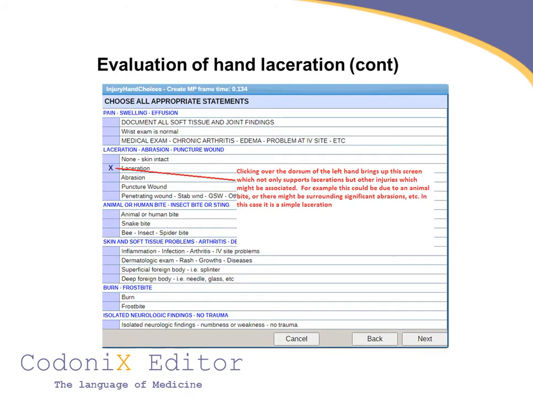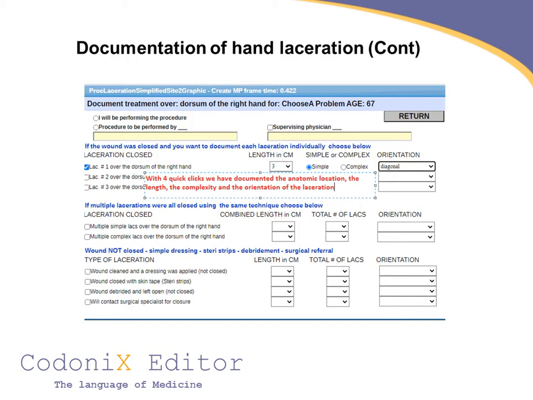Clicking on the dorsum of the left hand brings up this screen, which not only supports lacerations, but other injuries which might be associated. For example, this could be due to an animal bite, or there might be surrounding significant abrasions, etc. In this case, it's a simple laceration. With 4 quick clicks, we've documented the anatomic location, the length, the complexity, and the orientation of the laceration, as seen in this screen.